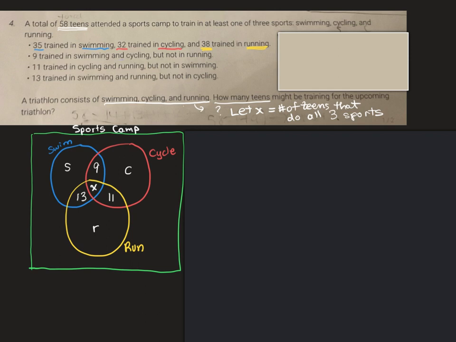Okay, and now we're going to set up some equations. So now we're going to look at that 35 trained in swimming. So everything in the swimming circle, the S, the 9, the X, and the 13 will add up to 35. So we're going to create an equation for that. So 35 equals X plus S plus 9 plus 13. And we could simplify that a little. 9 plus 13 would be 22. And then let's take that 22 to the other side. So we have X and S by itself, and we can combine those numbers then. So that's going to be 13 equals X plus S.